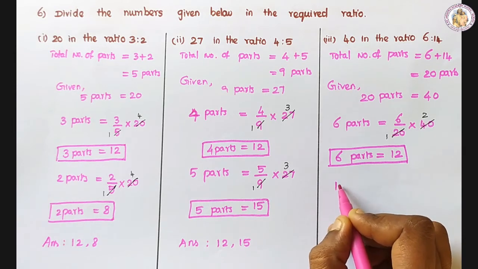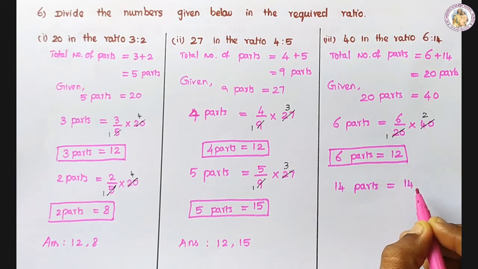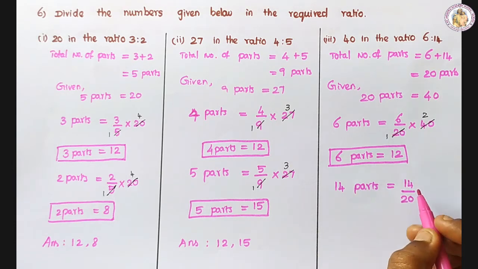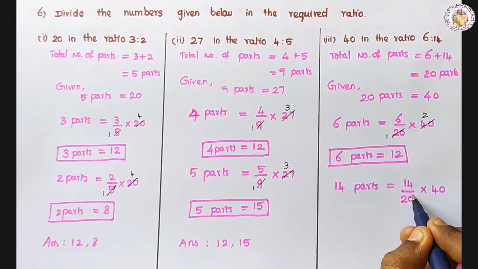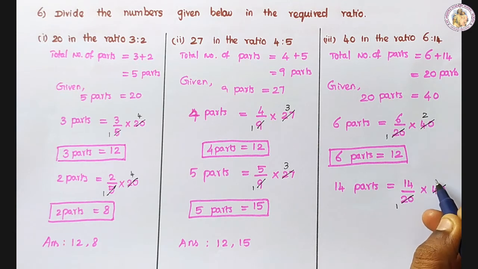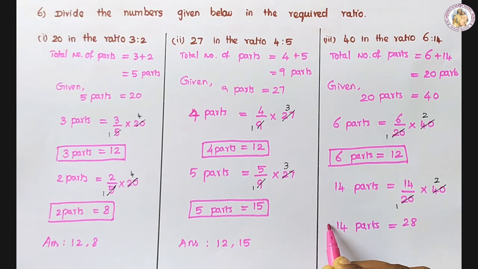Now 14 parts equal to 14 divided by total number of parts is 20 into 40. Same thing, 2 1 is 20, 2 2s are 40. Multiply the remaining numbers, 14 2s are 28, that is 14 parts. So answer, 12 and 28.